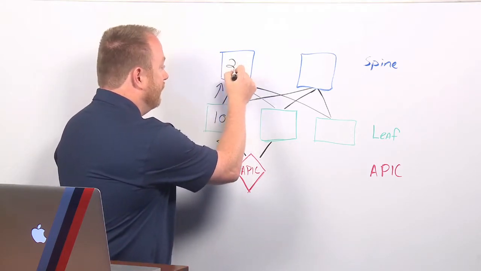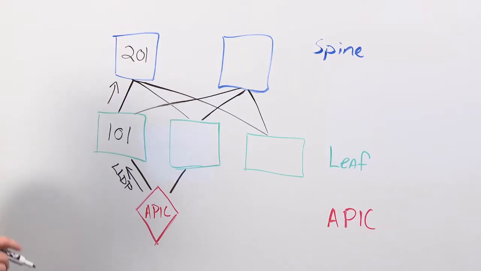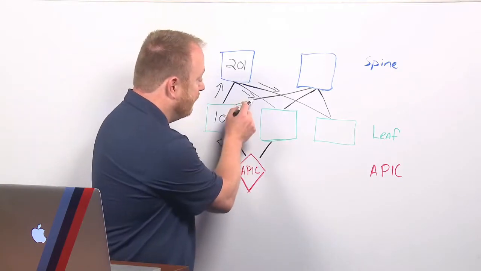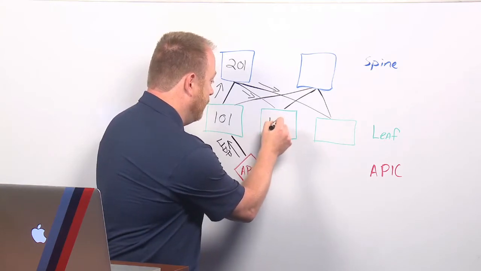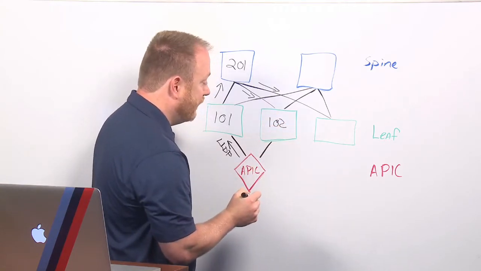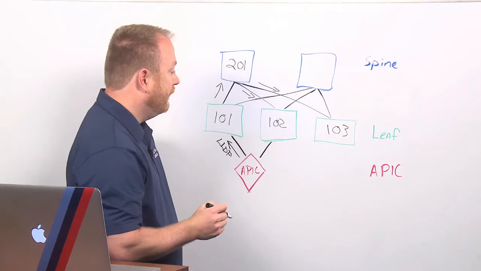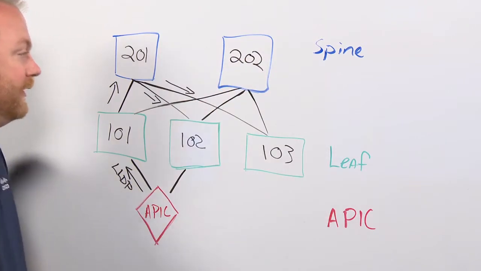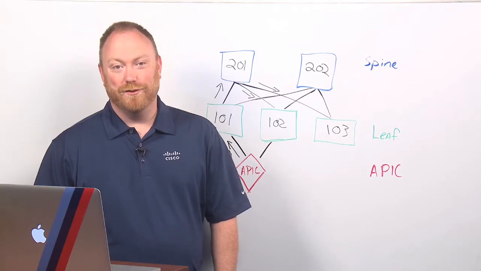So we're going to give the spine a number, for instance 201, and we may give that a name such as spine 201. The process continues on from that point to discover the leaves that are attached to that spine. So for instance, I may discover the next 2 leaves in the architecture and give those names such as leaf 102 and number 102, and leaf 103 and number 103. And then finally, I'll see the last spine and I'll give that a number and a name as well, such as 202. Let's go take a look at what this looks like in the actual administrative console.